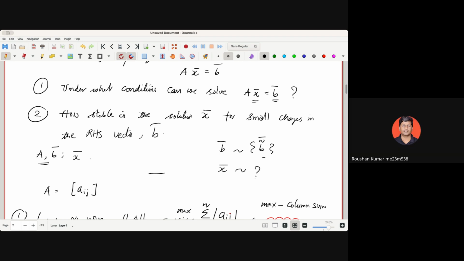Correct. For example, x square minus 4x plus 4 is equal to 0. That means x minus 2 whole square is equal to 0. Then I will get the value of x is equal to 2. Now, if I perturb the value of x, then I will never get a root of the equation in that way.